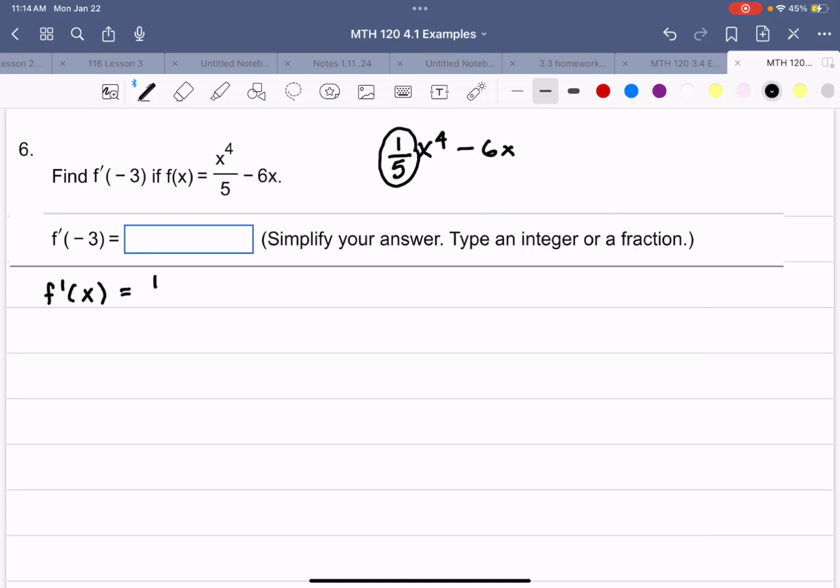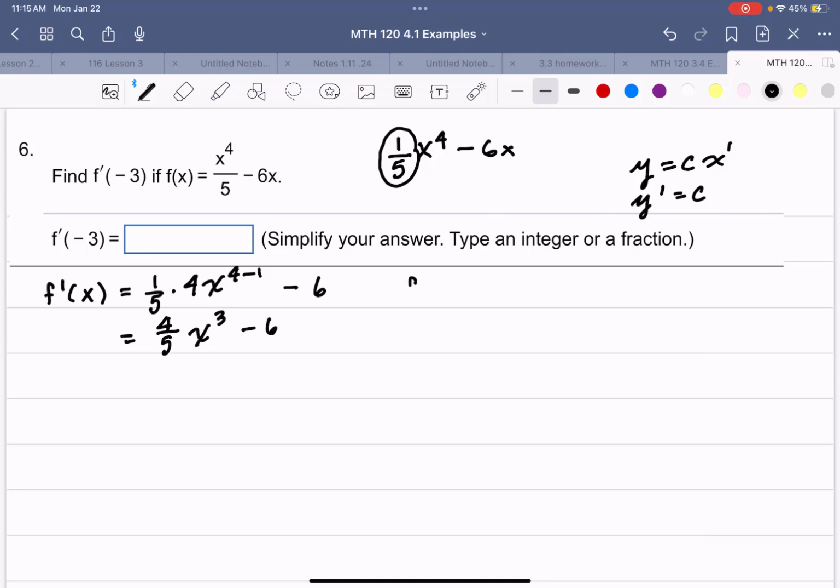So it's 1/5 times 4x to the 4 minus 1 minus 6. Remember that the derivative of, if you have y equals c times x, y prime is just going to be that coefficient because that's an x to the 1. So this is going to give us a 4/5 x to the 3 minus 6.